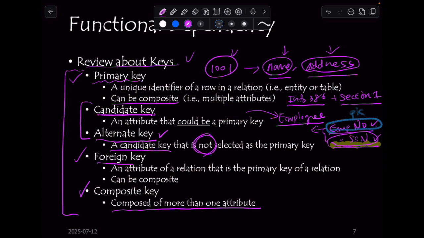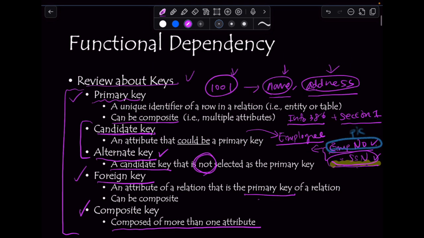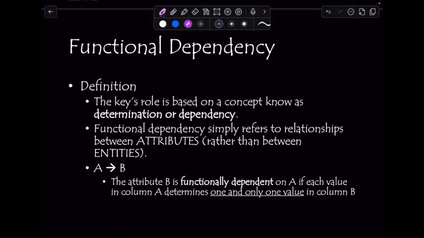Now I will skip foreign key because we talked about foreign keys a lot of times in ER modeling. That is referencing the other entity's primary key, so we can keep the relationship, right? Okay, so why did we talk about those keys in this normalization? Because that is very similar to the concept of functional dependency. So now we are ready to talk about functional dependency.